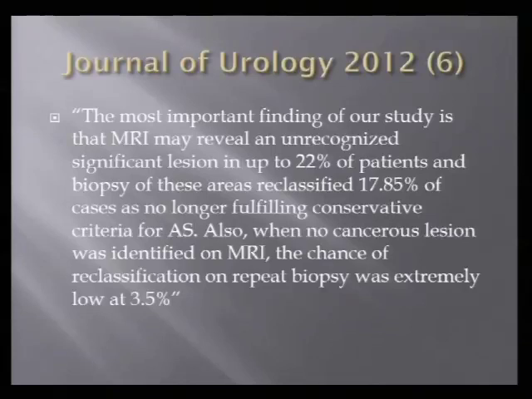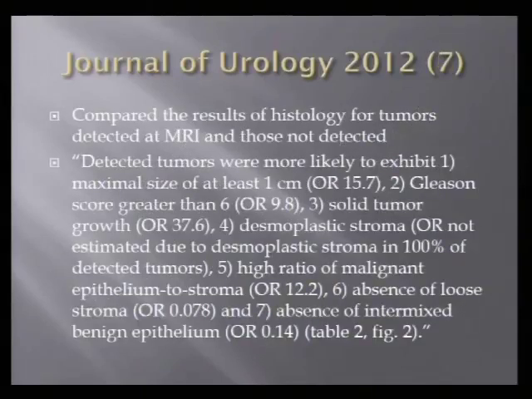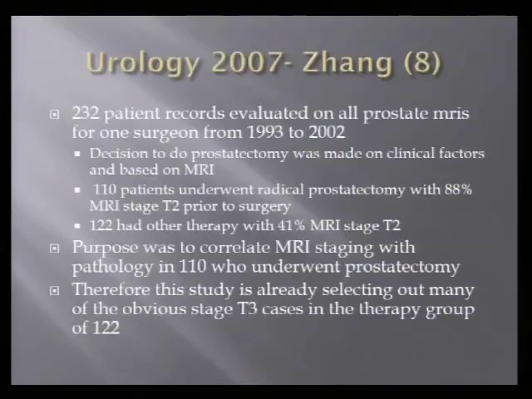They showed that if you're going to choose active surveillance, MRI might reveal an unrecognized significant lesion in 22%, of which will be reclassified in about 18% of patients. And I'm not going to go into the histology they showed from that same paper.